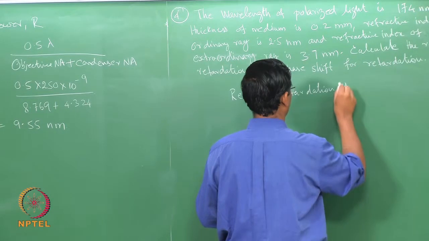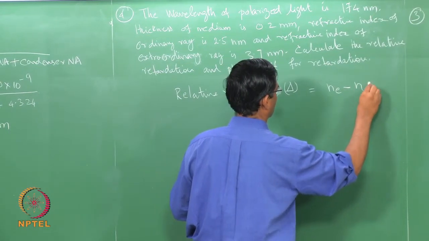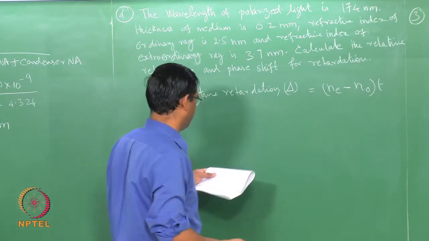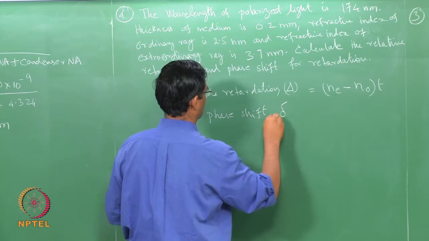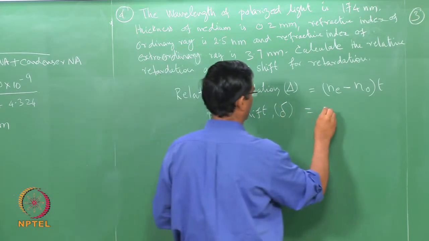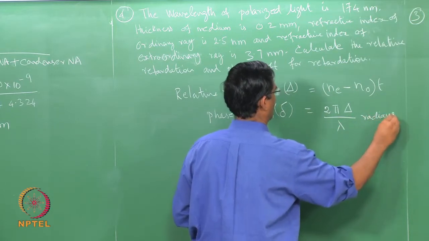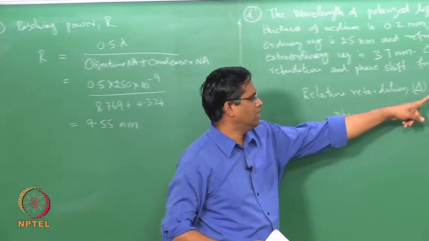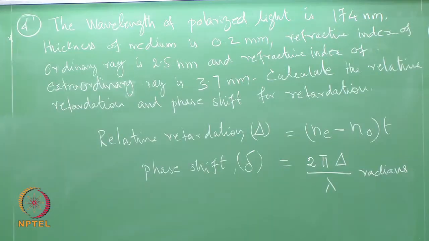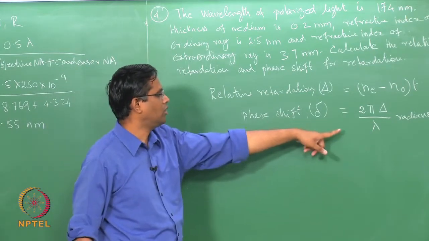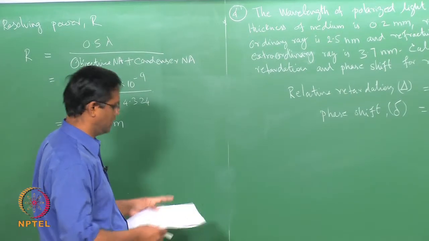this delta. So the relative retardation delta is nothing but the difference in the refractive index of extraordinary ray and ordinary ray times the thickness of the medium. And phase shift delta is equal to 2 pi delta divided by lambda radians. So we will simply substitute this, straightforward.